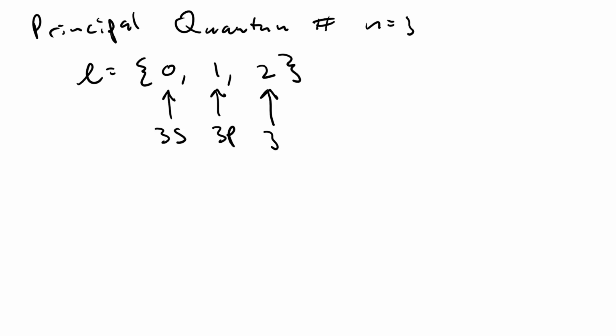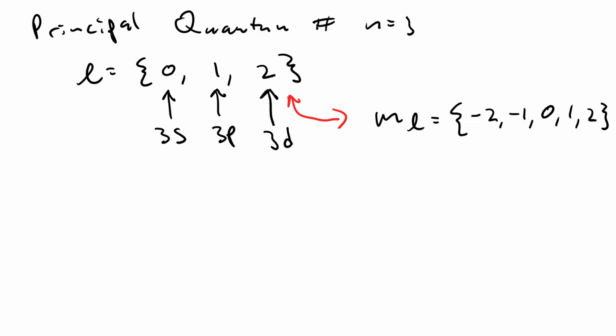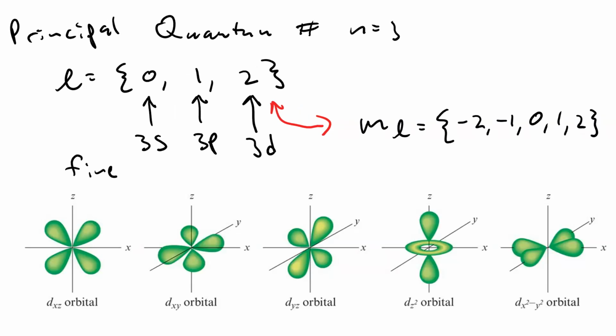n equals 3, L equals 2 is the 3d sublevel. Since L equals 2, the possible m sub L values are negative 2, negative 1, 0, 1, and 2. That means that there are 5 d orbitals. And here they are.